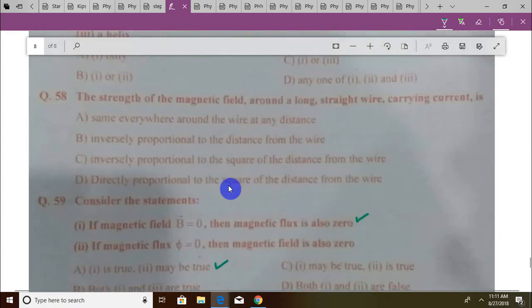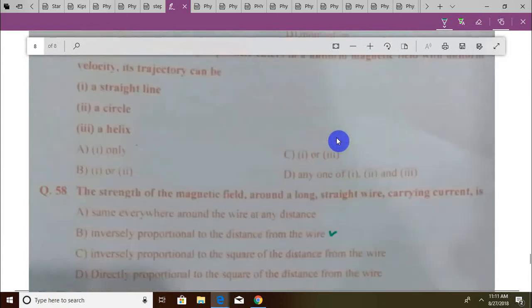The strength of the magnetic field around a long straight wire carrying current is the same everywhere around the wire at any distance, inversely proportional to the distance, inversely proportional to the square of the distance. Obviously it's inversely proportional to the distance, we don't have a factor of square.